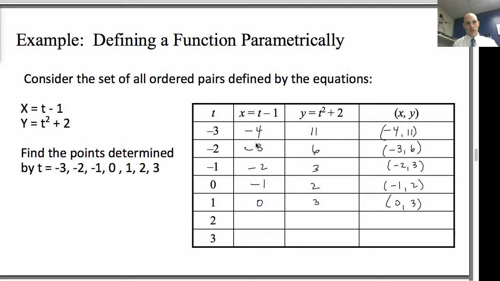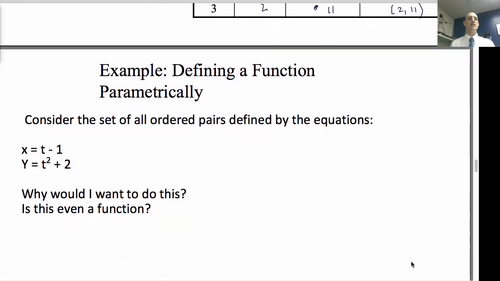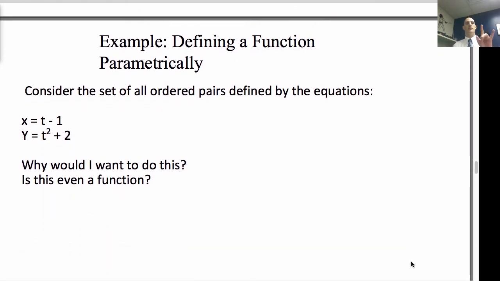Here it would be, so I see the pattern, negative 4, negative 3, negative 2, negative 1, 0, 1, 2, 11, 6, 3. So minus 5, minus 3, minus 1. Okay, I gotta keep doing this one. So if t is 2, then t squared plus 2 would give me 6. And then t squared plus 2 would be 11. So I've got 1, 6, and 2, 11. So to define things parametrically is to say, okay, I've got these t's, and I'm defining them x, y, together x and y make a pair.